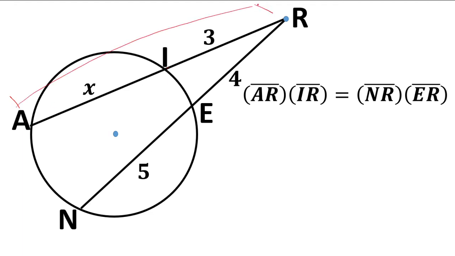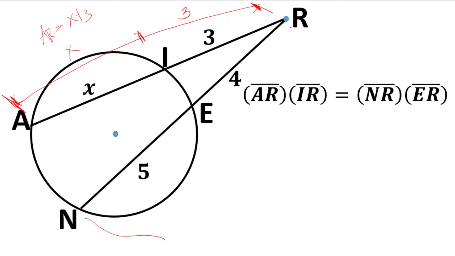Mula dito hanggang doon. So, ilan yung sukat niyan? Kung mula dito, mula kay A, at saka mula kay I, ay X. Tapos, mula naman kay R, at saka kay I, ay 3. So, what is now the length of AR? So, paano kukunin yon? I-add natin. So, X plus 3. Yun ang sukat ni AR. Okay? Next, NR naman tayo.